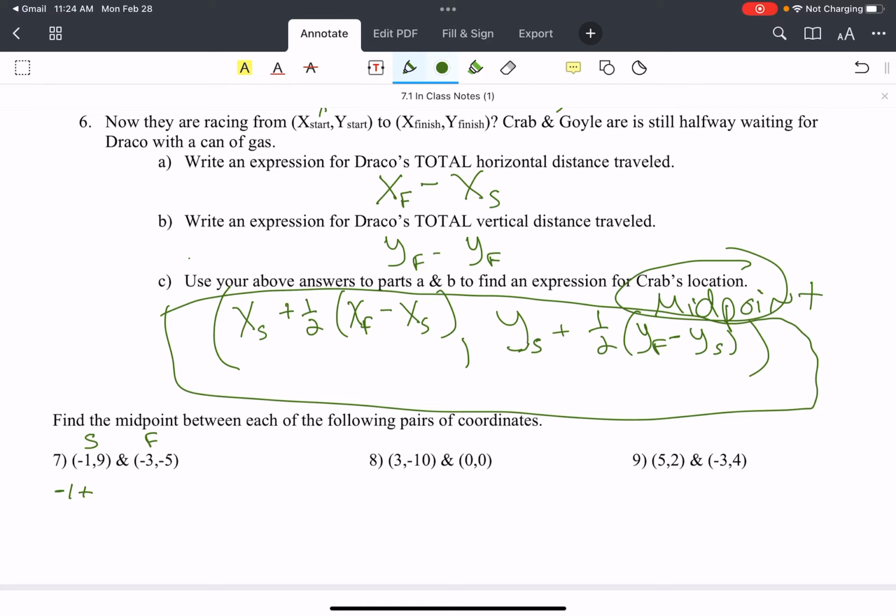Plus 1/2 of -3 minus -1. So this represents my horizontal distance, right? And then I want half of that, and I add it to my start. Okay, find that. You can use your calculator, but find that.